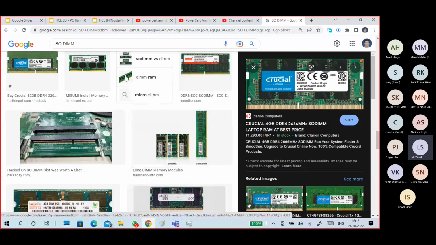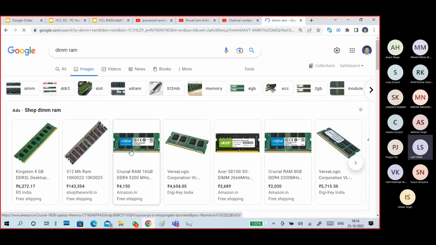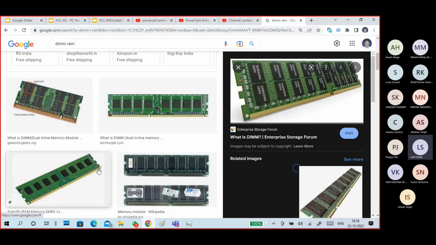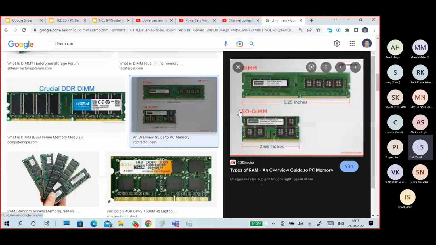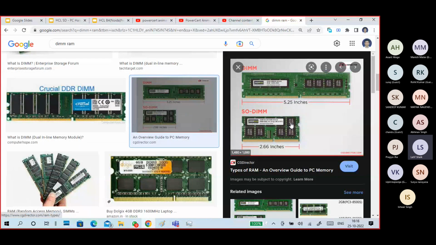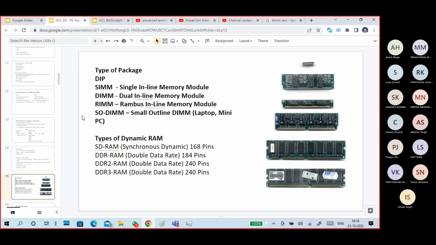So normal RAMs like this are desktop RAMs. These RAMs are laptop RAMs. You can see this is a desktop RAM and this is laptop RAM, 2.66 inches and 5.25 inches. DIMM packages, SODIMM packages. Each RAM has pin numbers, and RAM slots too.